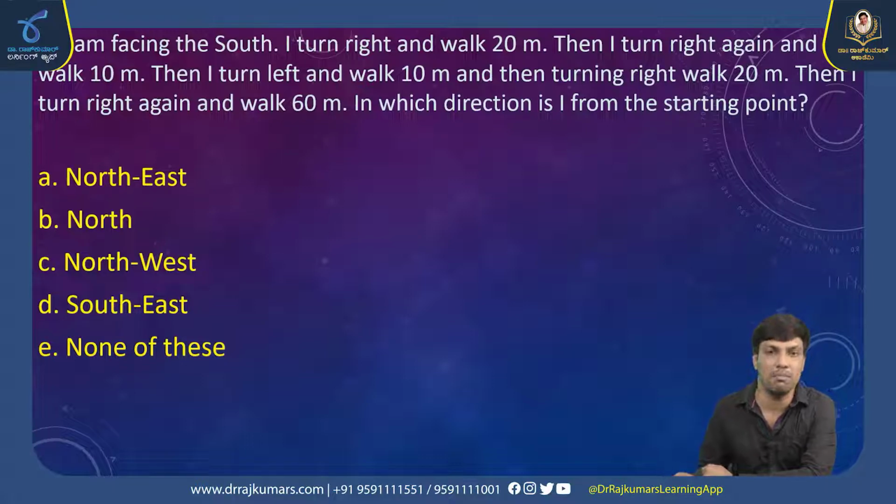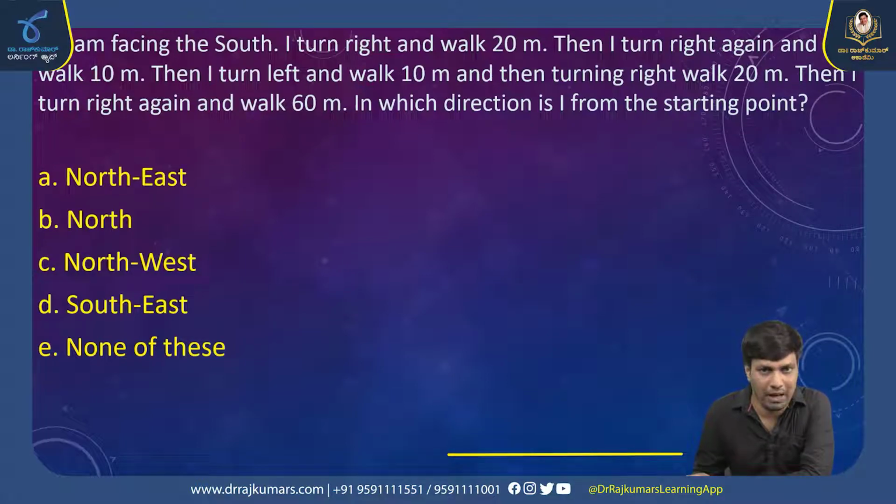Here a person by name I is facing in a south direction. He is just facing a south direction but he is not moving in a south direction. Start this problem. At first he turns to his right and walks 20 meter. In the south direction, right means moving in left direction. By moving left direction to the right aspect, he walked 20 meter. Now he is in a west direction.